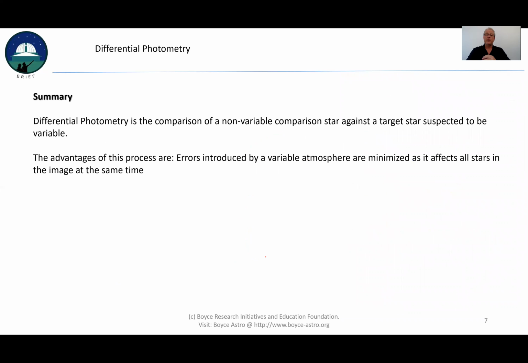In sum, differential photometry is the comparison of a non-variable comparison star against the target star that is suspected to be variable. The advantage of this process is that errors introduced by variabilities such as the atmosphere are minimized, as it affects all stars in the image in the same way.